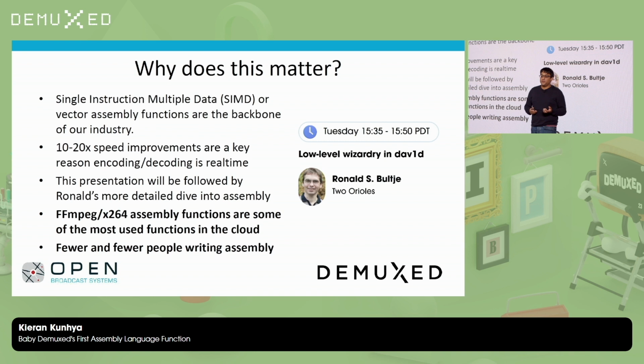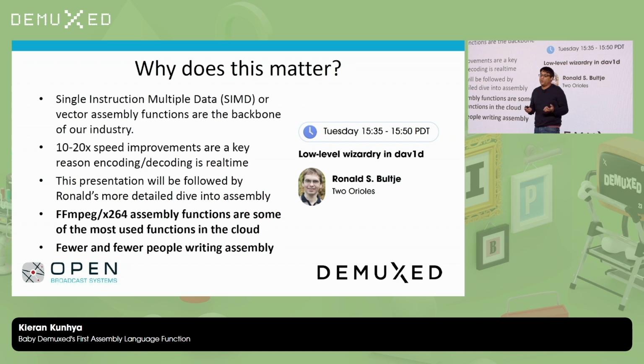Why does this matter? Well, single instruction, multiple data, SIMD, or vector assembly functions really are the backbone of our industry. And a quick jargon point: the terms SIMD, assembly language, and vector functions will be used interchangeably. They all mean the same thing, broadly speaking. And these functions give 10 to 20x speed improvements. That's not a percentage sign. And this is a key reason that lots of the work that we do today is possible.